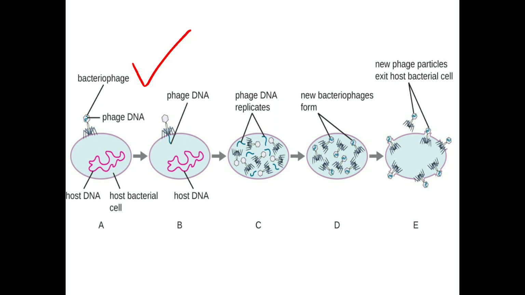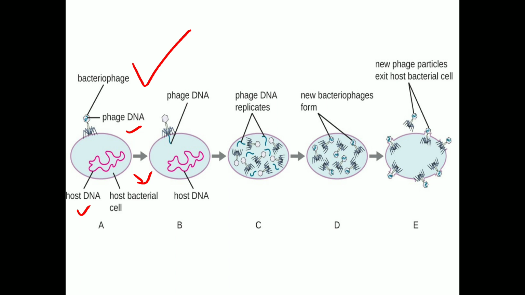So this is the bacteriophage, that is the virus particle. This is the phage DNA, that is the viral DNA. This is the host DNA, and here is the host bacterial cell. So what happens? As we already discussed, the bacteriophage comes in contact with the host bacterial cell. That is attachment. Second, digestion of the cell wall takes place by the enzyme lysozyme. Due to that, opening of the bacterial cell wall takes place.